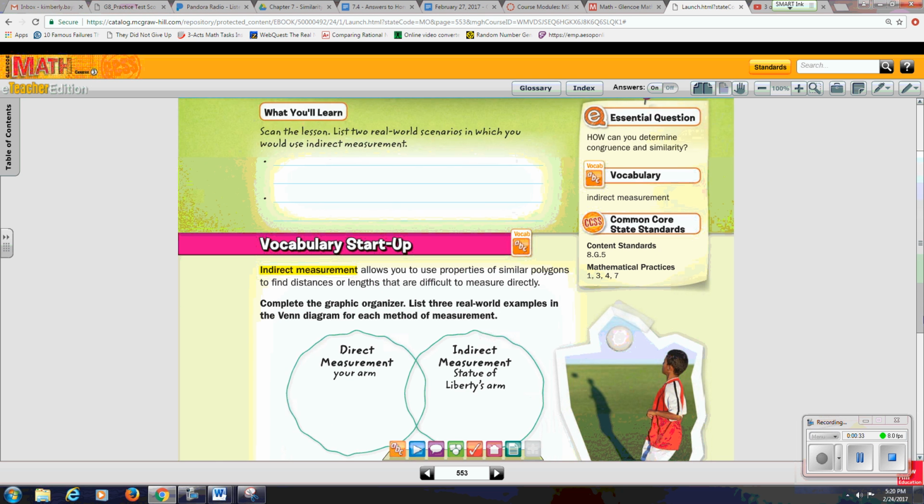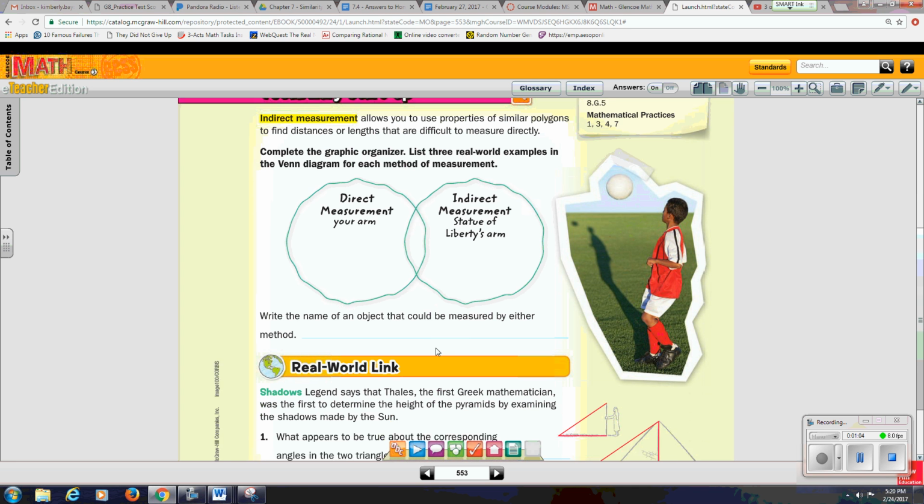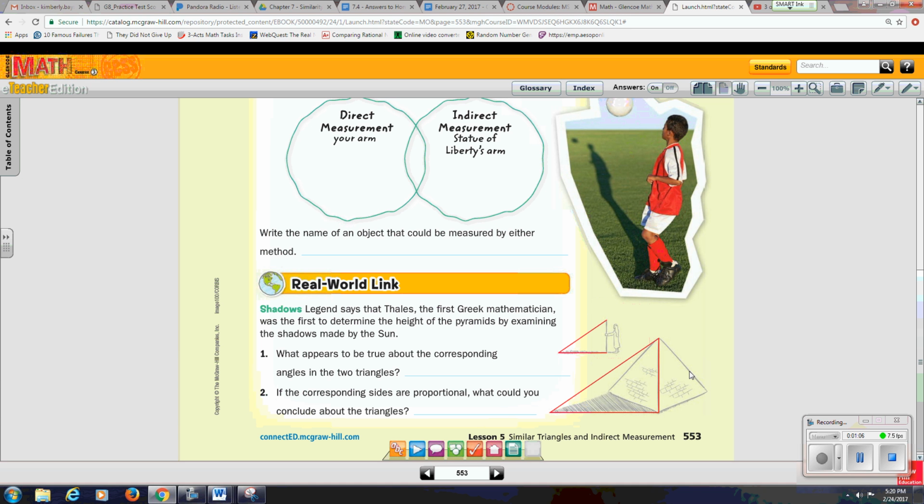Okay, so here's a first example I want you to look at. Indirect measurement allows you to use the properties of similar polygons, what we know to be true about similar polygons, to find distances or lengths that are difficult to measure directly. One thing we could do is measure our arm, and maybe find the length of the Statue of Liberty's arm by using indirect measurement, using shadow.